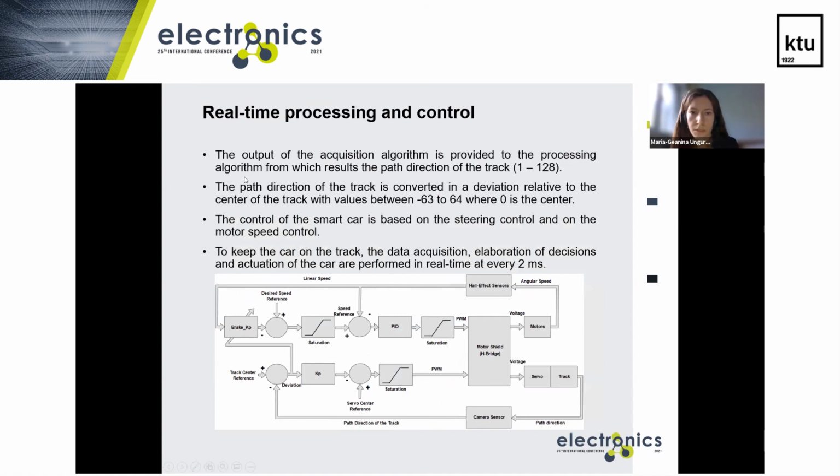The output of the acquisition algorithm is provided to the processing algorithm in order to obtain the path recognition of the track. And the control of the smart car is based on the steering control and on the motor speed control, as it can be seen in this closed loop structure.